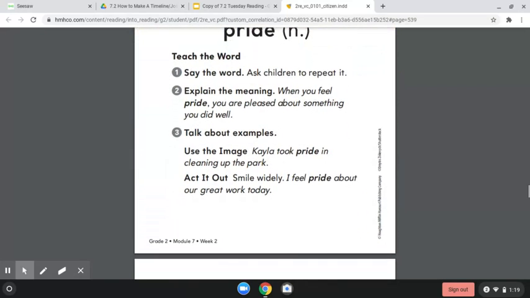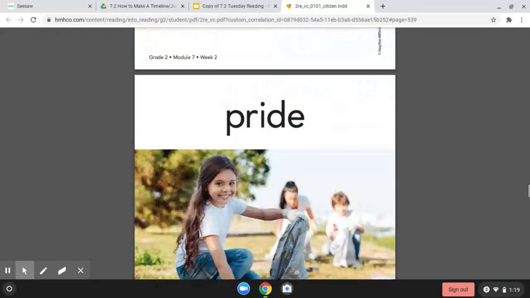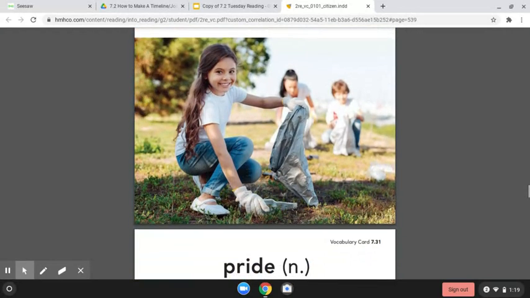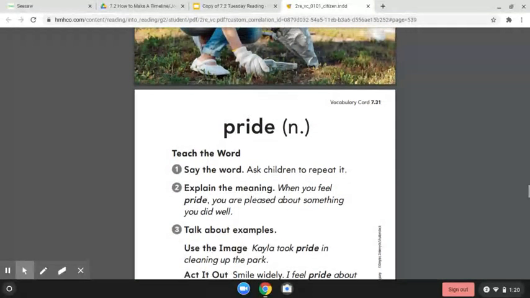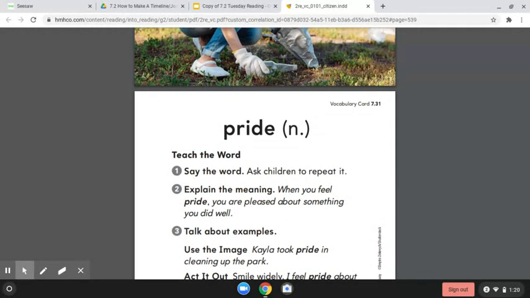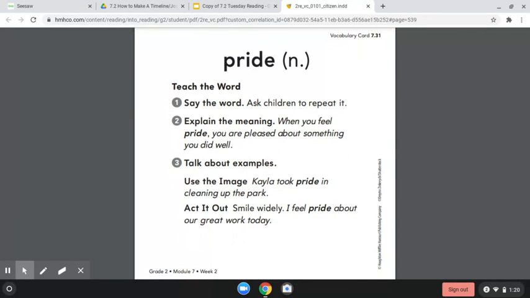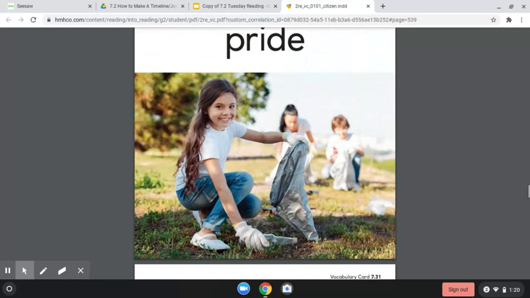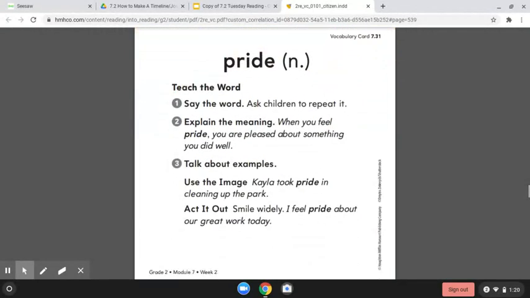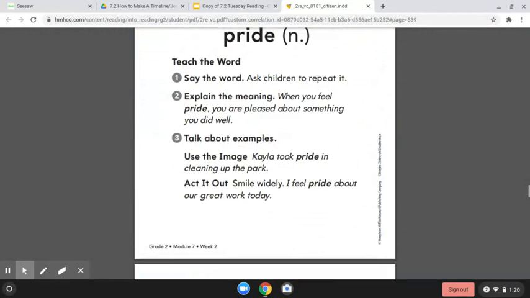And well, we actually have one more. Pride. Pride is a noun. Pride means you feel pleased about something you did well. And the girl took pride in cleaning up the park. So there she is, pride.